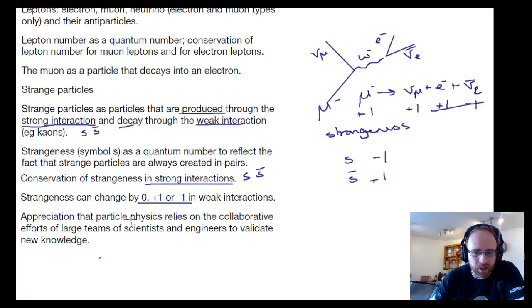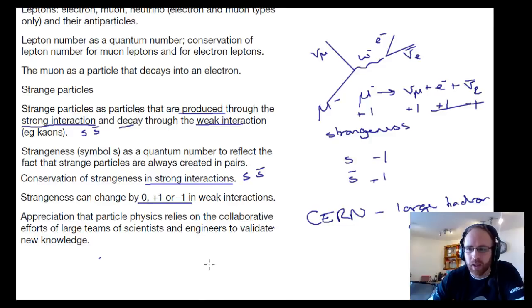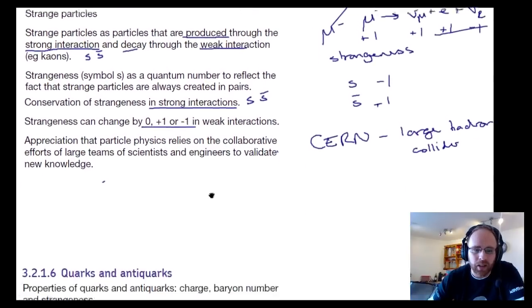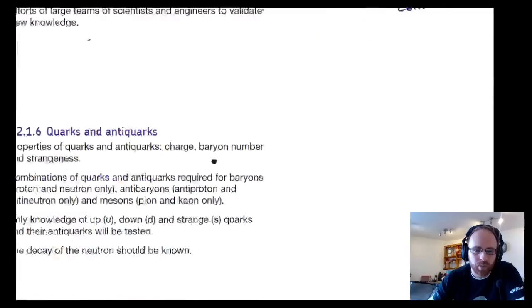So you need to appreciate that particle physics relies on the collaborative efforts of large teams of scientists and engineers to validate new knowledge. Projects like CERN, the Large Hadron Collider, which is always in the news, discovering new particles. I want to say most recently, but there's definitely more things they've done since then, but the Higgs boson was a big one for them.